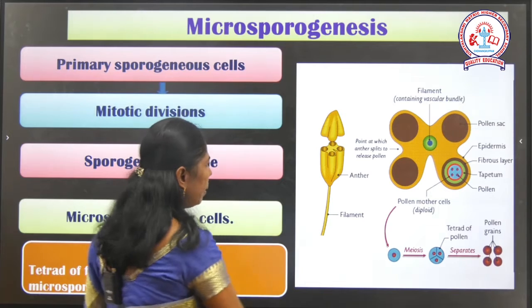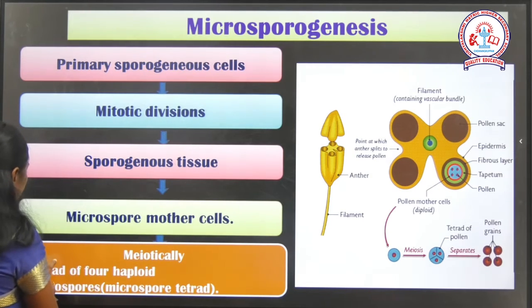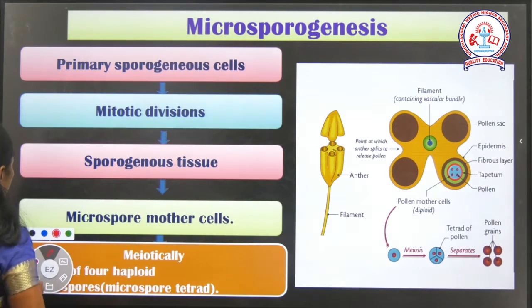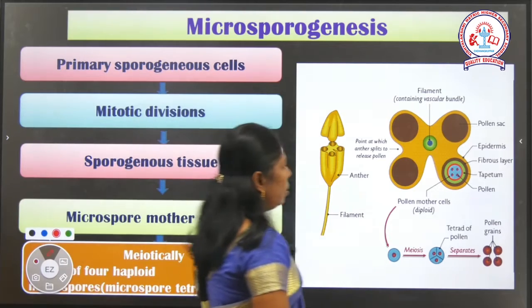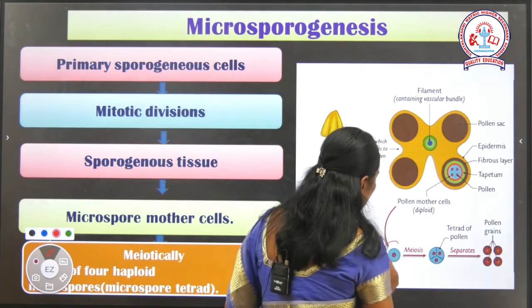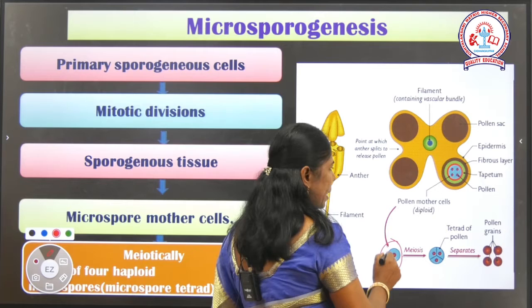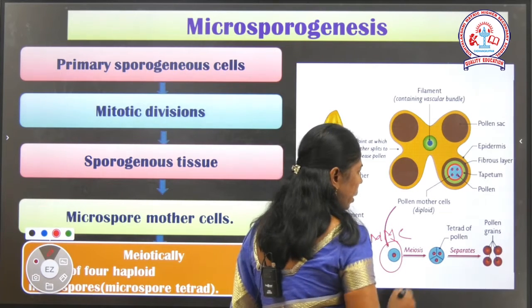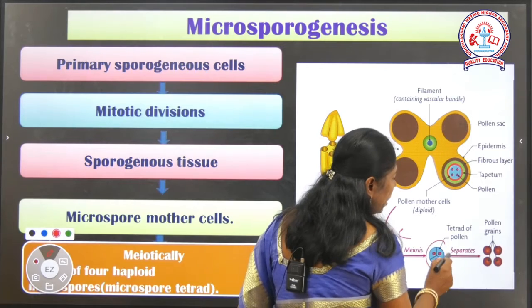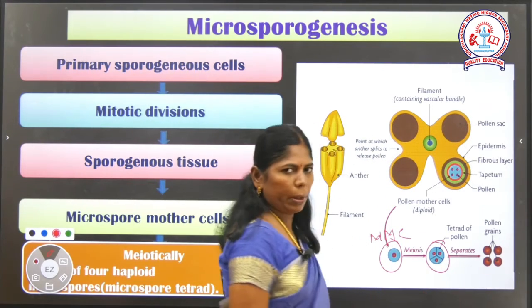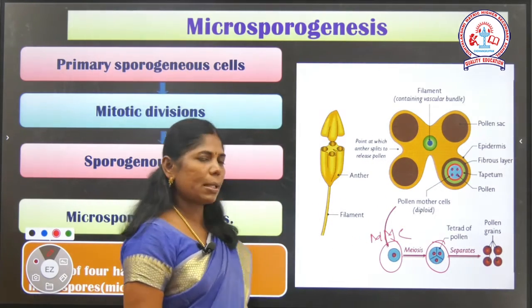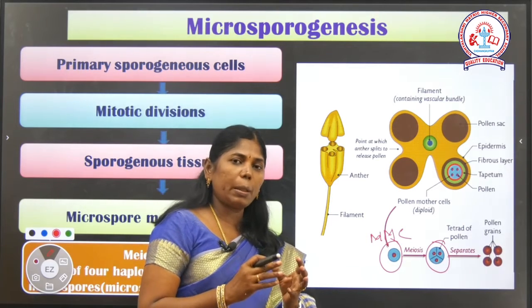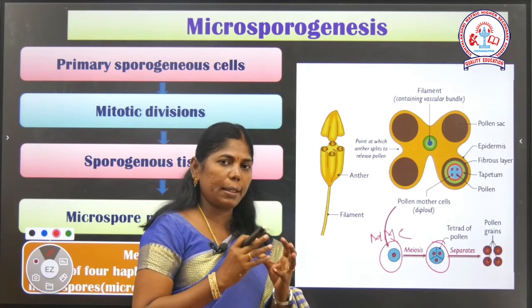You can see this very clearly here. In this picture you could easily understand. This is meiosis. Meiosis takes place in the MMC, the microspore mother cells. As a result of meiosis, a tetrad of pollens is formed. The tetrad of pollen grains, actually the microspores, is formed inside the anther.